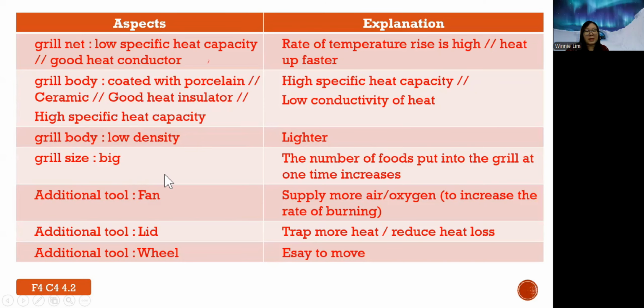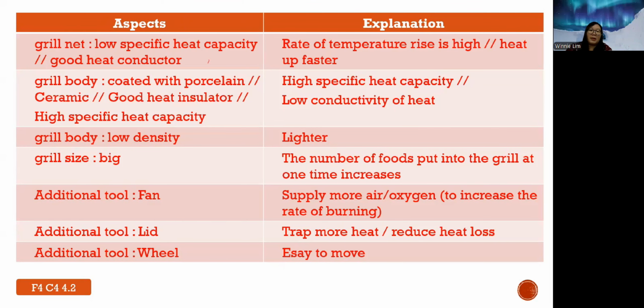Then the grill size is big, so you can cook more food at one time, or use shorter time. You can add a fan, so you can supply more oxygen, so the rate of burning is higher. You add a lid to trap the heat, or you have additional tools like wheels, so you can move the grill from one place to another place easily. So this is the idea on this concept.